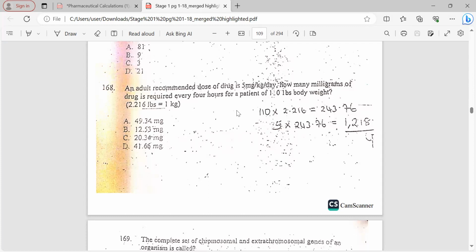But this drug is being administered after every 4 hours. That means in a day he drinks how many times? 6. So you divide whatever you had, 248 divided by 6, so you know after every 4 hours how much he takes. 41.66 milligrams.